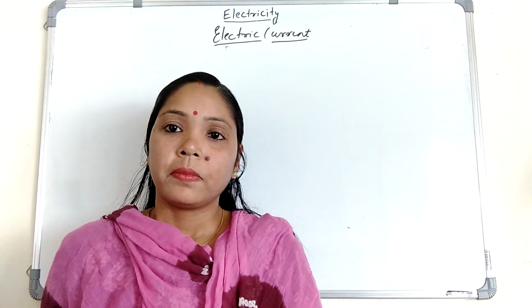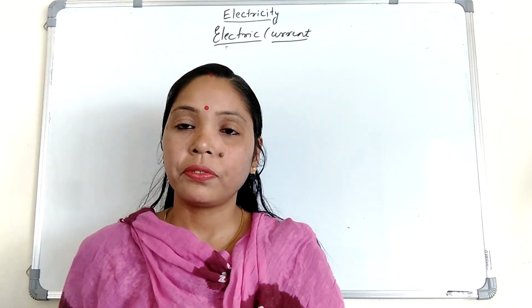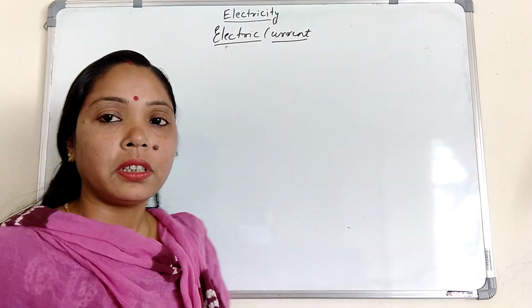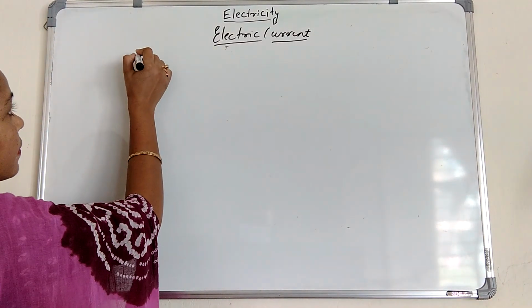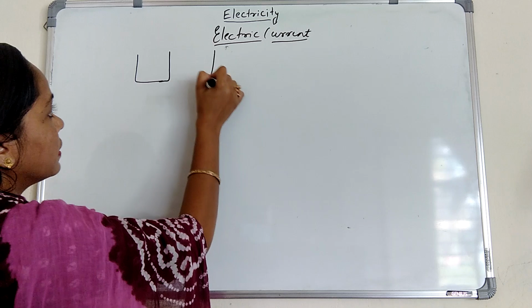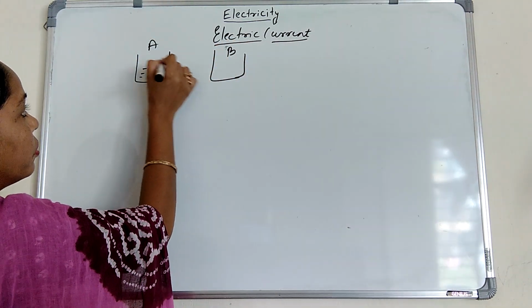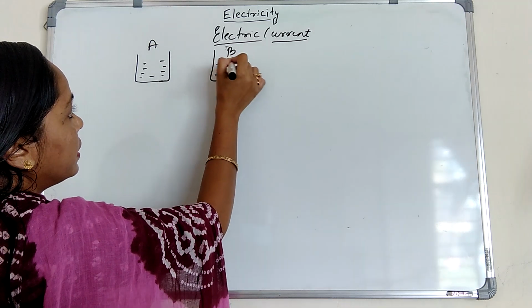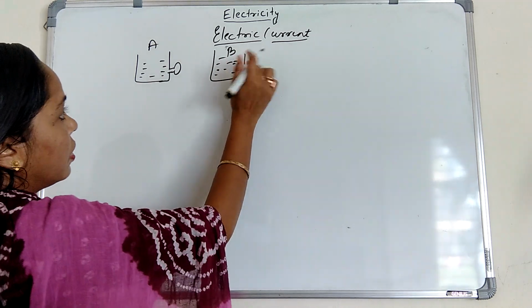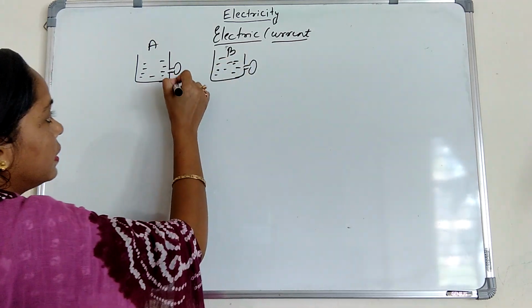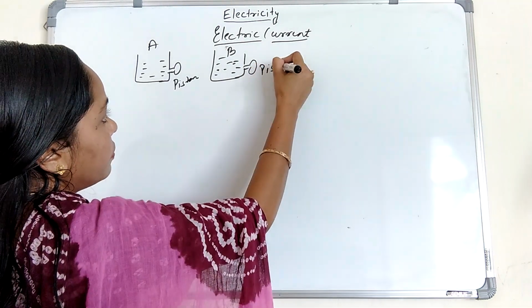Hello students, in this video I am going to define the electric current from the chapter electricity. To understand the electric current, let's take one example. Consider two vessels, vessel A and vessel B, filled with water, and both the vessels are connected with a stopcock or piston. This is the piston for A and this one is the piston for B.